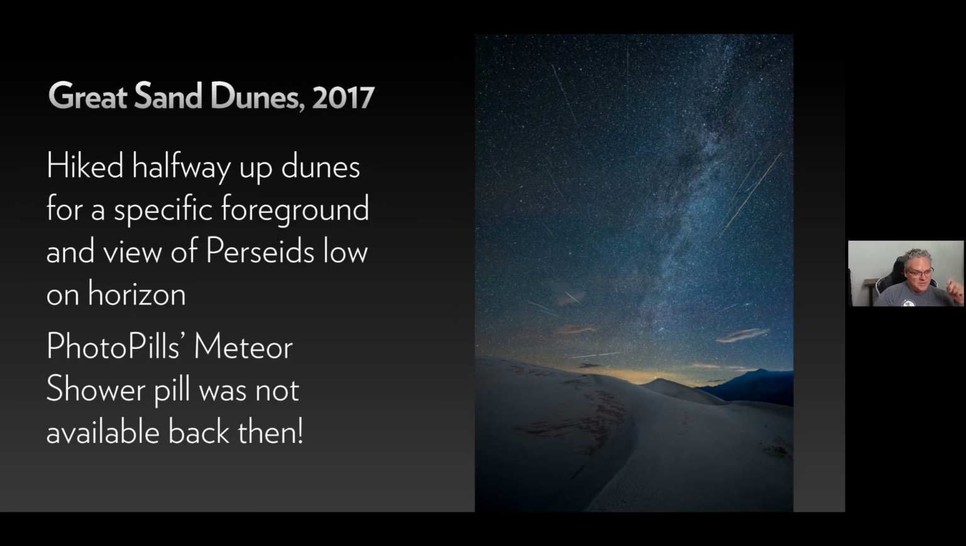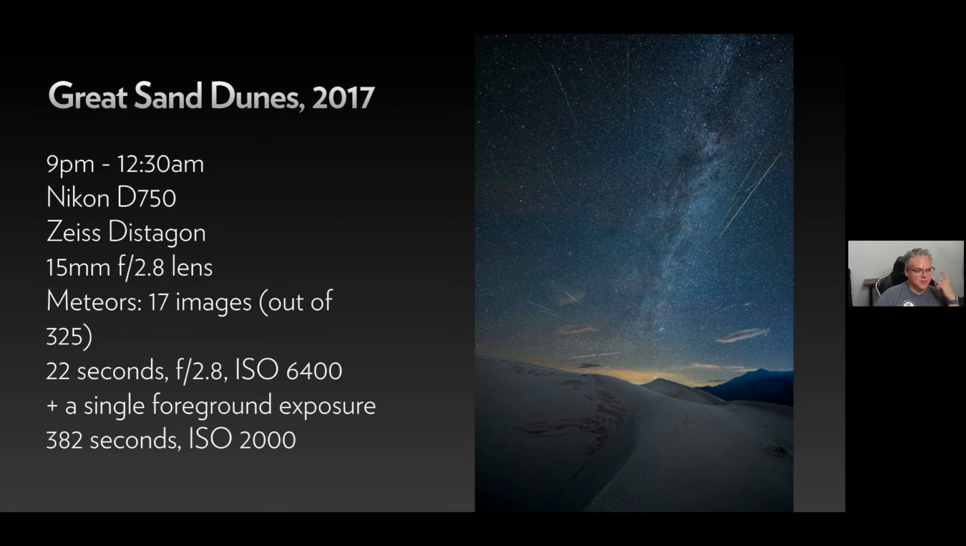So this 2017 image, the meteor shower pill in PhotoPills was not available, so I had to use all the information I could find about what to do. So I did it by the books, or by the internet, right? So it was from 9 p.m. to 12:30 a.m. I had a D750. I shot a 15 millimeter, and I only got 17 images out of 325. Each image was 22 seconds long, and we weren't using the NPF rule back then either. So actually, these star points are mini star trails, which today I look at and go, yikes. I wouldn't do that today.